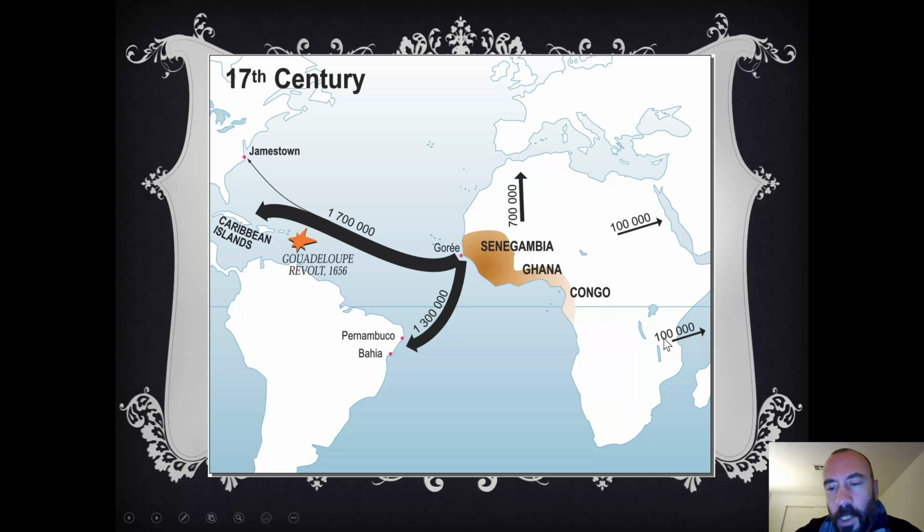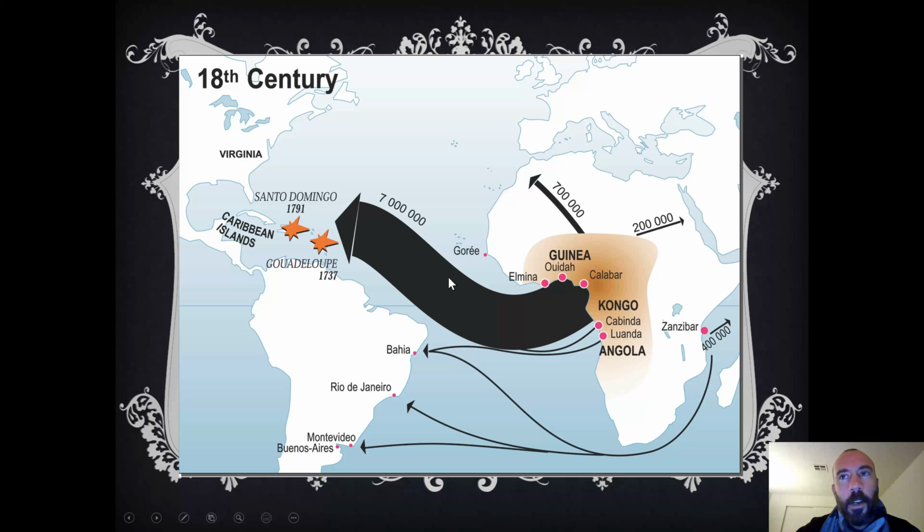Arabic traders were also involved in the slave trade in different directions, but the majority are coming from Western Africa, through the Spanish and the Portuguese, and then later the French and the British. By the 18th century, or the 1700s, there were 7 million enslaved people taken from West Africa to the Caribbean alone. So Santo Domingo, again, is where Haiti and the Dominican Republic are. And then fewer were sent to various places in South Africa.